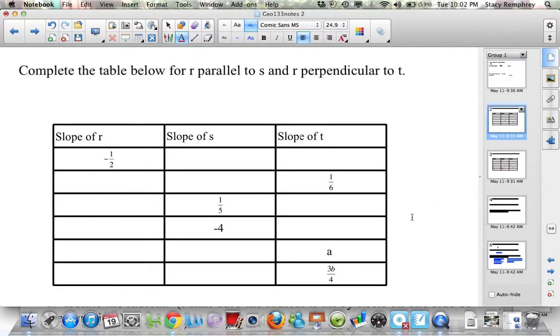Okay, so in the table below, R and S are parallel. T is perpendicular to R. So what I'd like you to do is push pause, and if this is the slope, fill in the other answers. So push pause now and fill in your table.